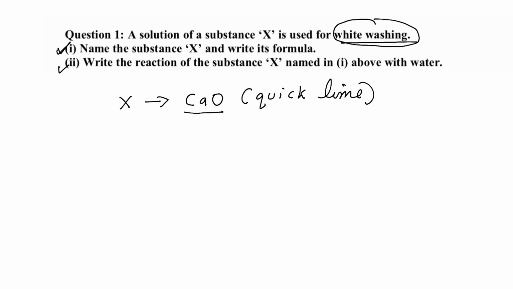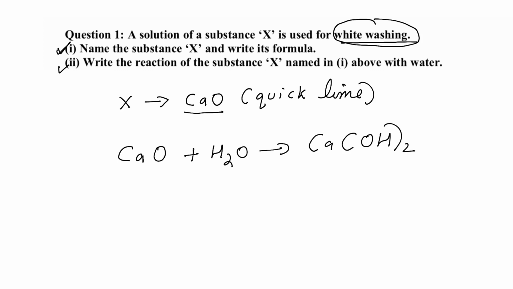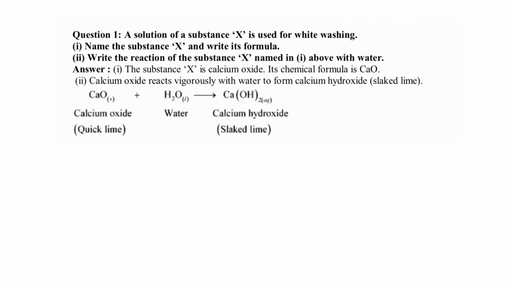Now second question, write the reaction of the substance X named in question number 1 above with water. So calcium oxide is X. It is reacting with water, right? You are getting what? Calcium hydroxide. Understand, right? So the product is calcium hydroxide. Got it? Okay, so this is the answer.